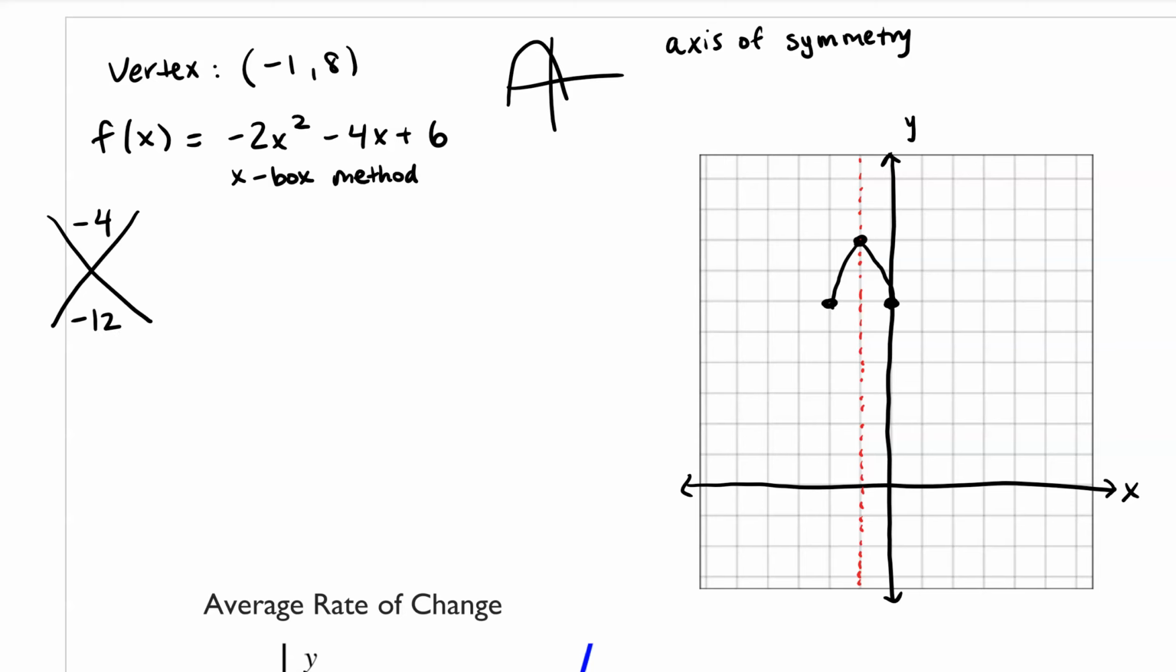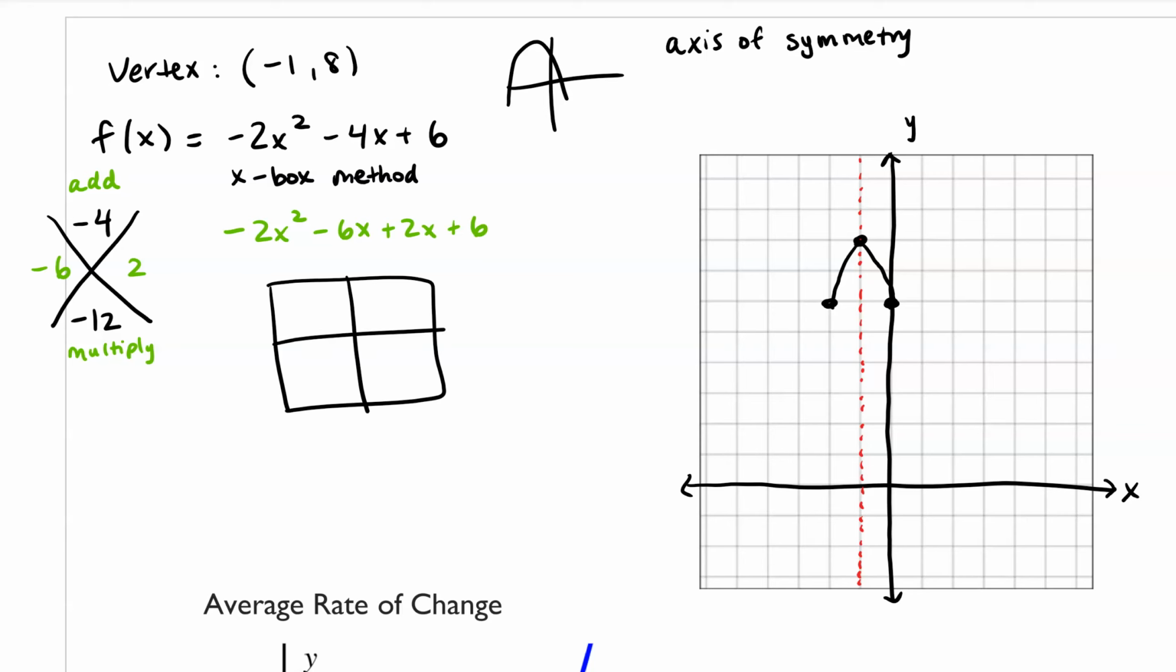And look at that, we want to find two numbers that add to negative 4 and multiply to negative 12. And I can think of two numbers that do that for us. There's negative 6 and positive 2. So I'm going to go ahead and rewrite my equation as negative 2x squared minus 6x plus 2x plus 6. And now I'm going to create my box.